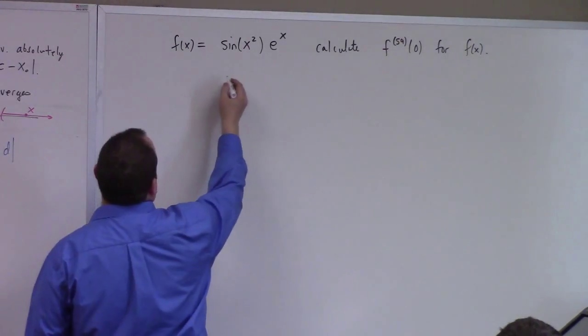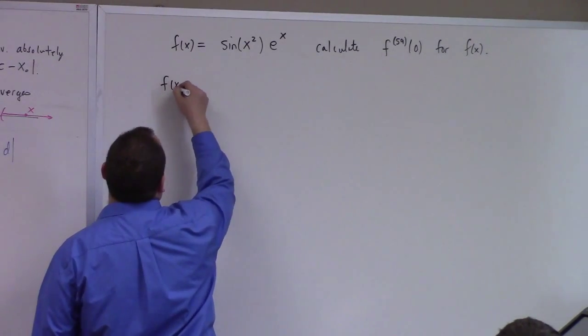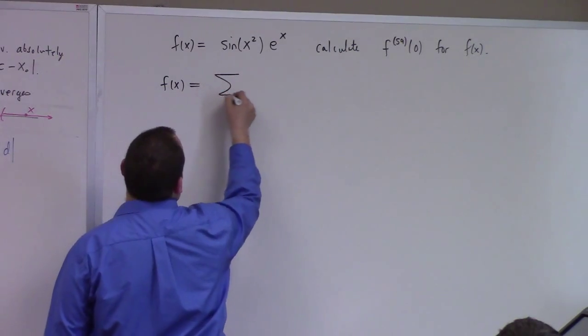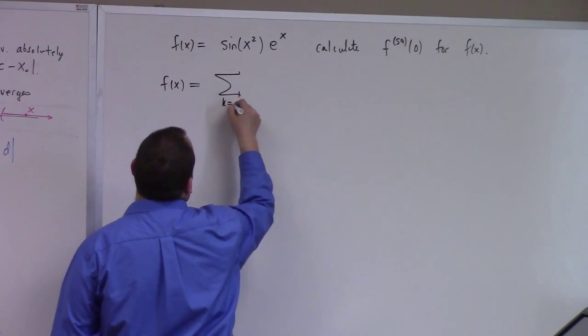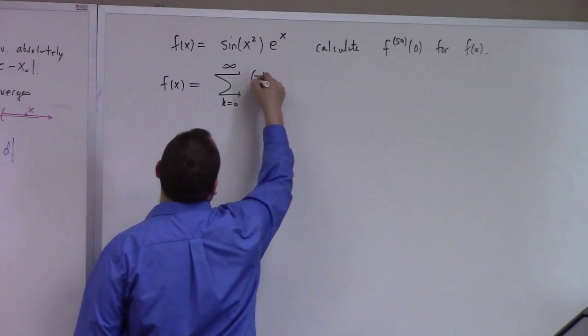So the way this works is f of x is equal to, well, it's the sum, k equals 0 to infinity, minus 1 to the k.